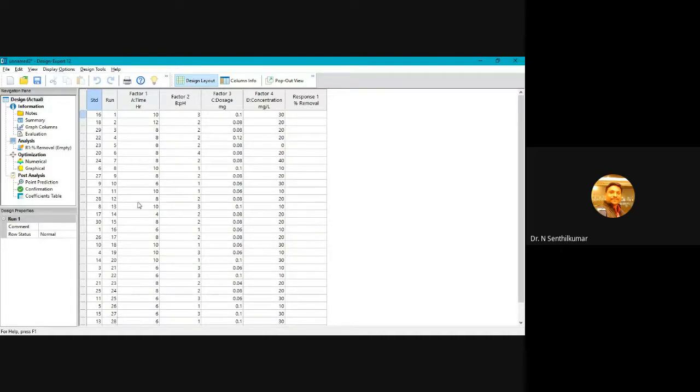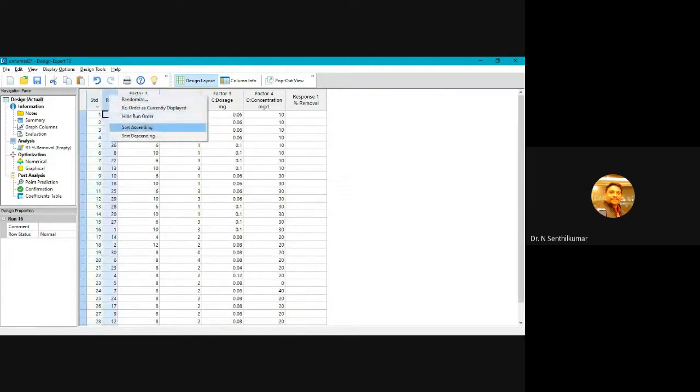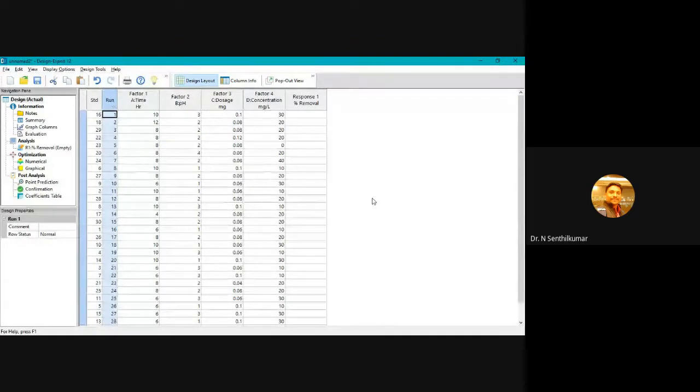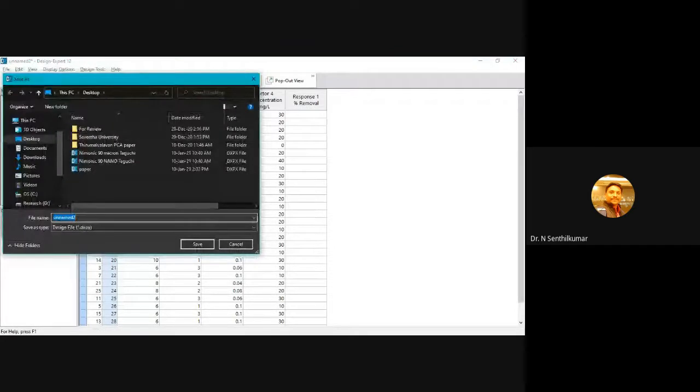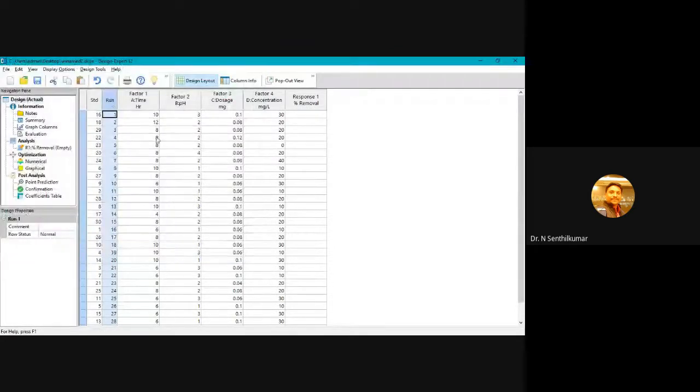Here also we can see the standard run and the randomized run. The standard is sorted ascendingly. This is the actual design, but now it has been randomized. The first thing we should do after designing this is save it. Otherwise, each and every time we design, the experimental combination will get changed. So the first thing we have to do is save this design.